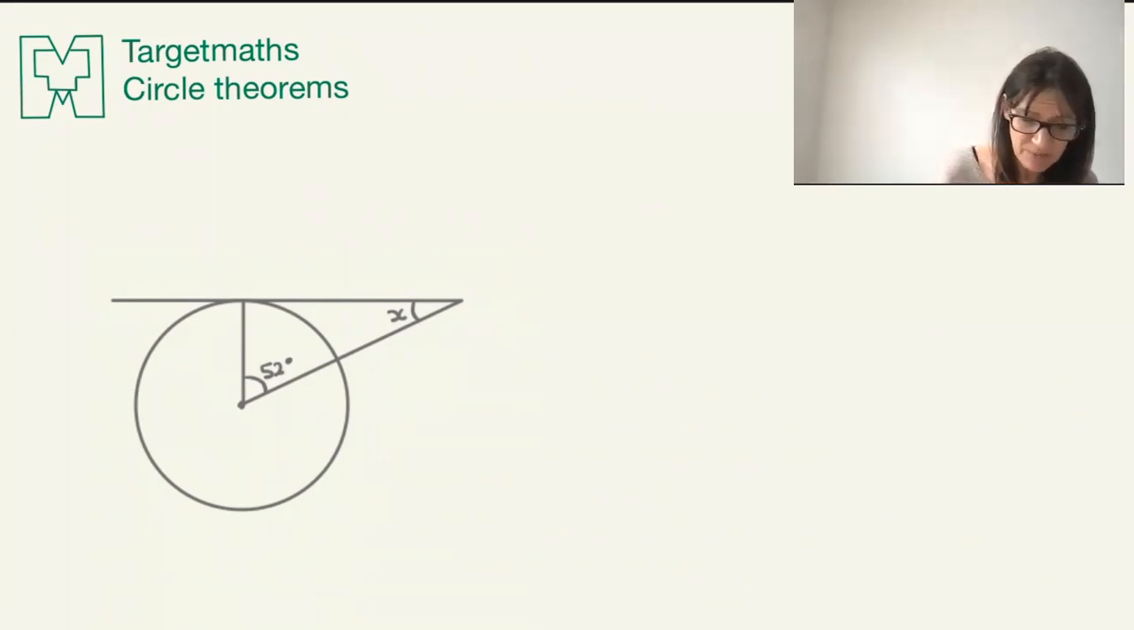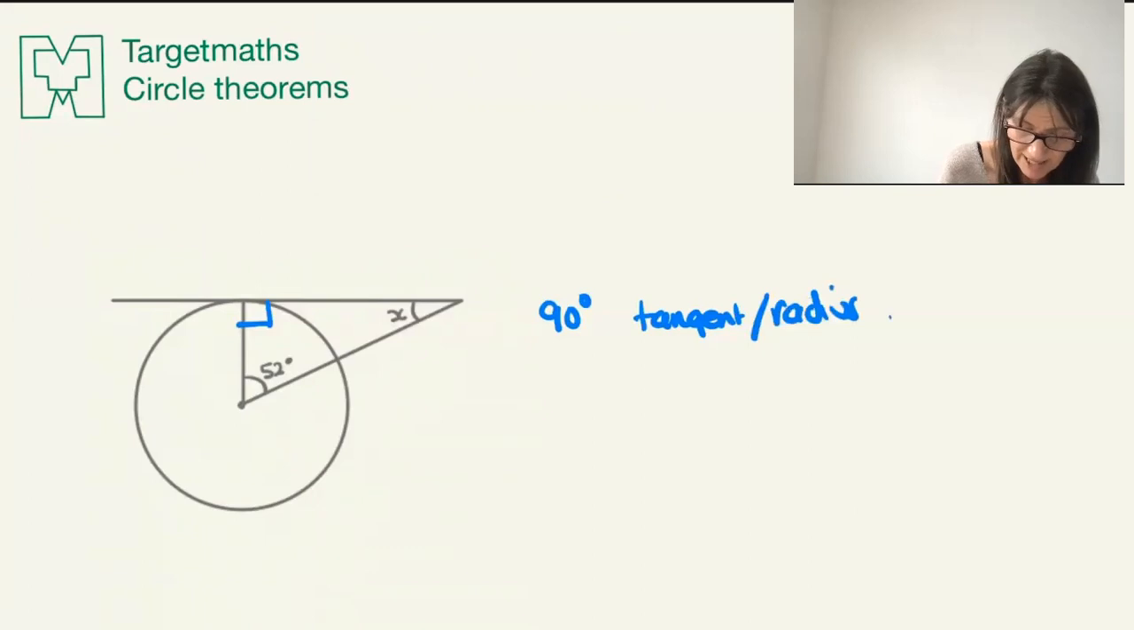Okay, so hopefully this one is a nice simple one, and we spotted what was going on. I've got a tangent and a radius meeting to make me 90 degrees. So I would be writing 90 degrees. My reason is tangent stroke radius. Okay, and then I can work out x by doing 180 minus 90 plus 42. Sorry, 52. What am I doing? Excuse me, let me rub that out and write the right thing.